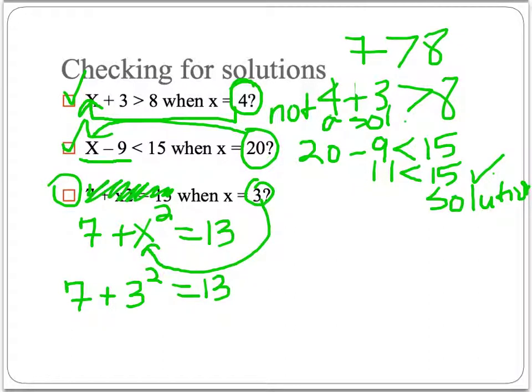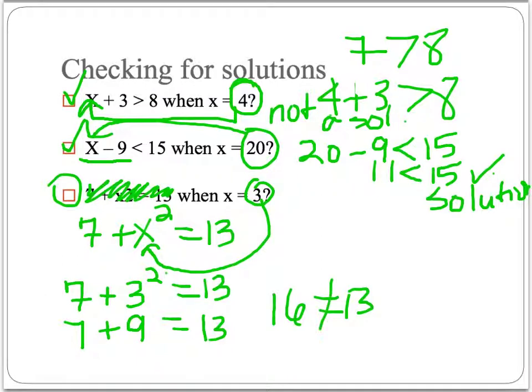To solve this, I'm going to use my order of operations. I don't have any parentheses, but I do have an exponent right there. So 3 squared is 3 times 3, or 9. Then 7 plus 9 is 16. Is 16 equal to 13? No, and this means not equal. So this is not a solution.